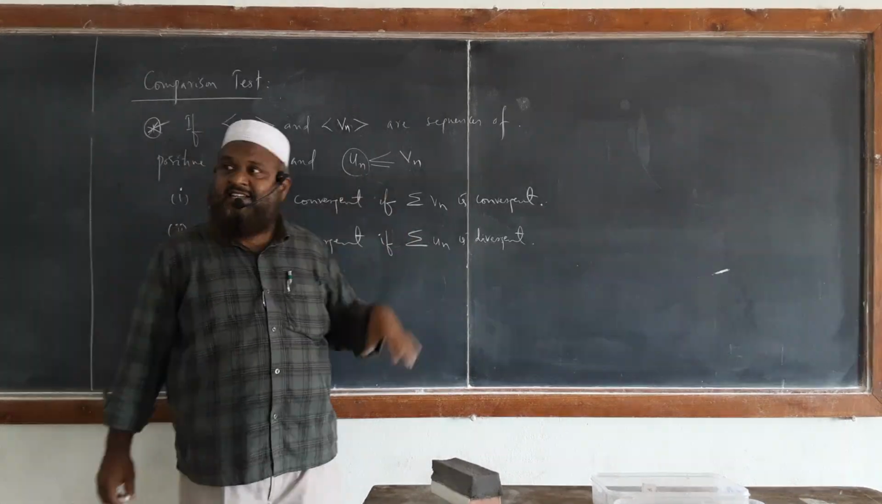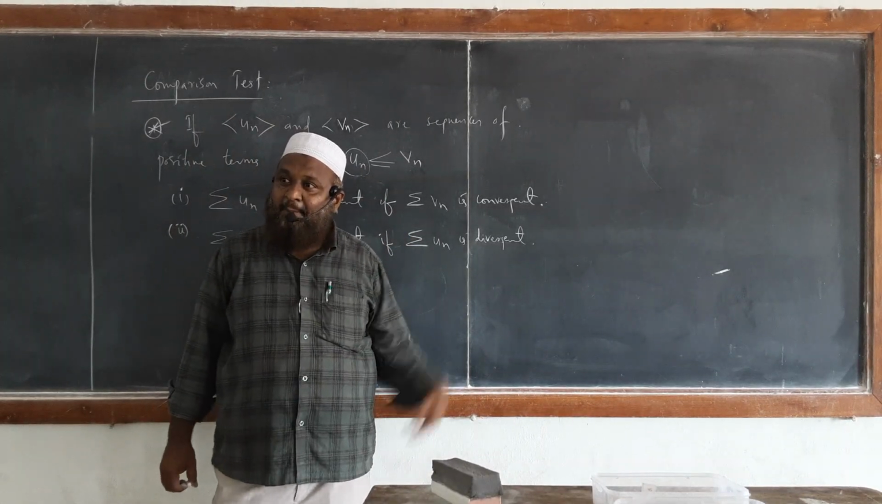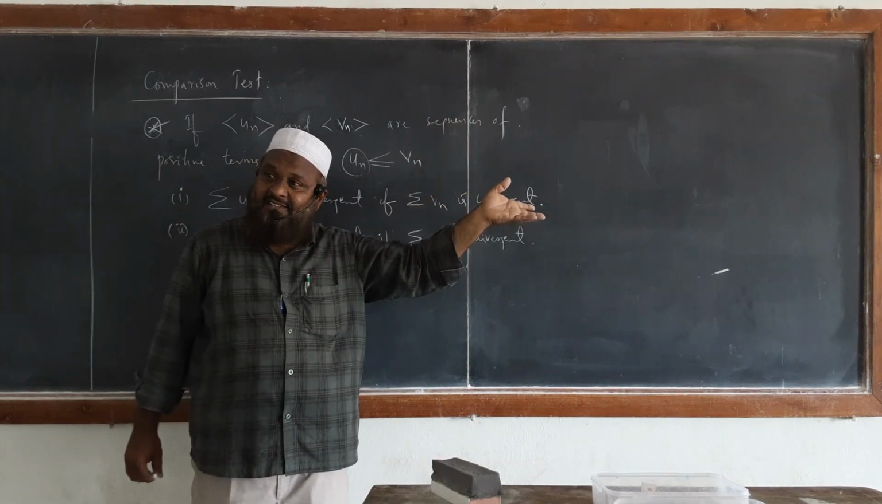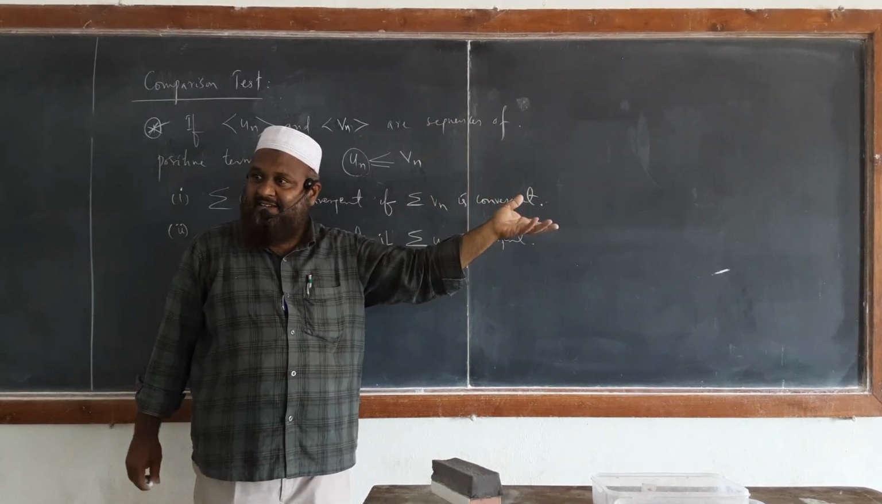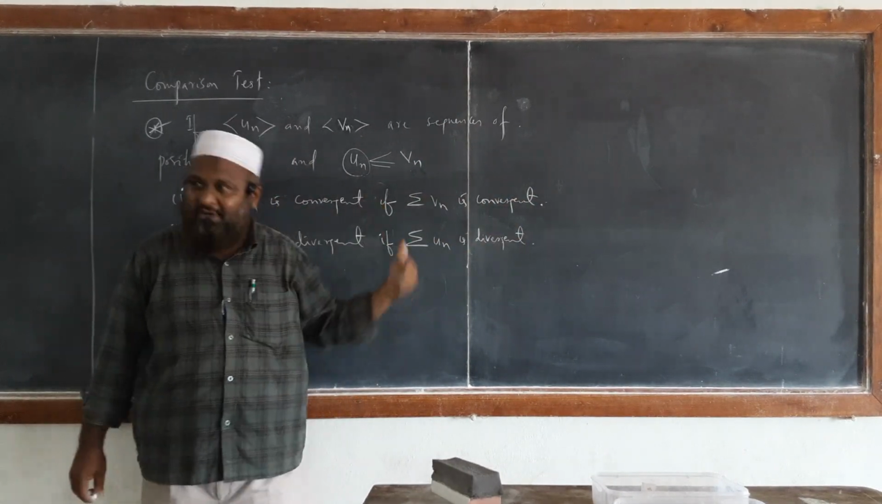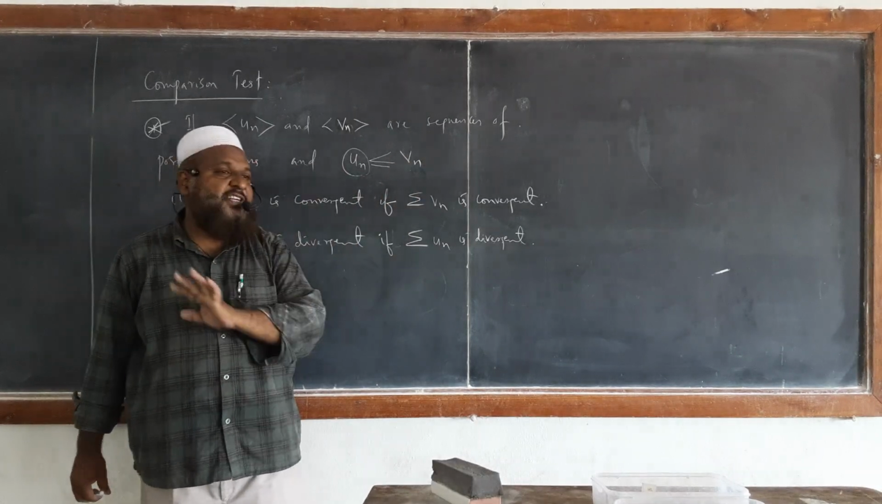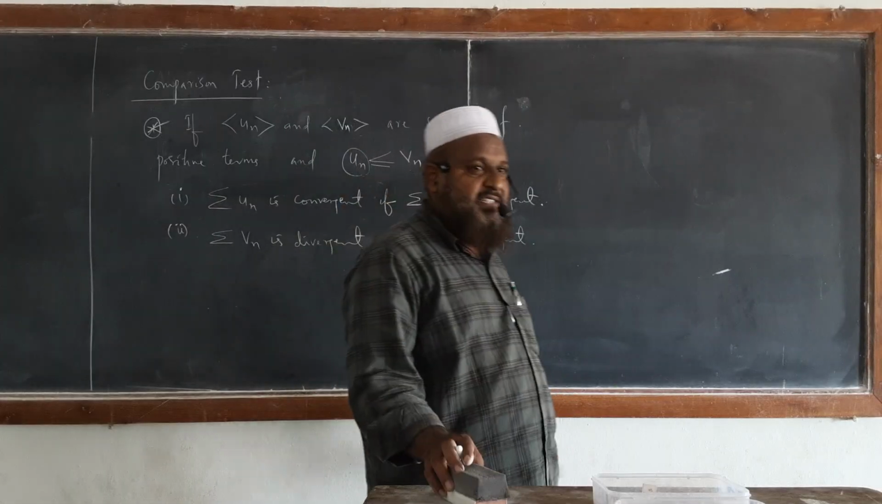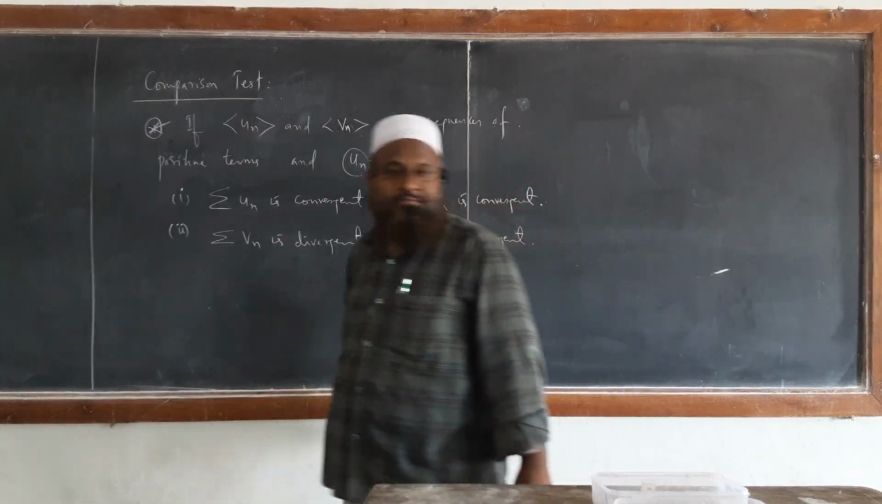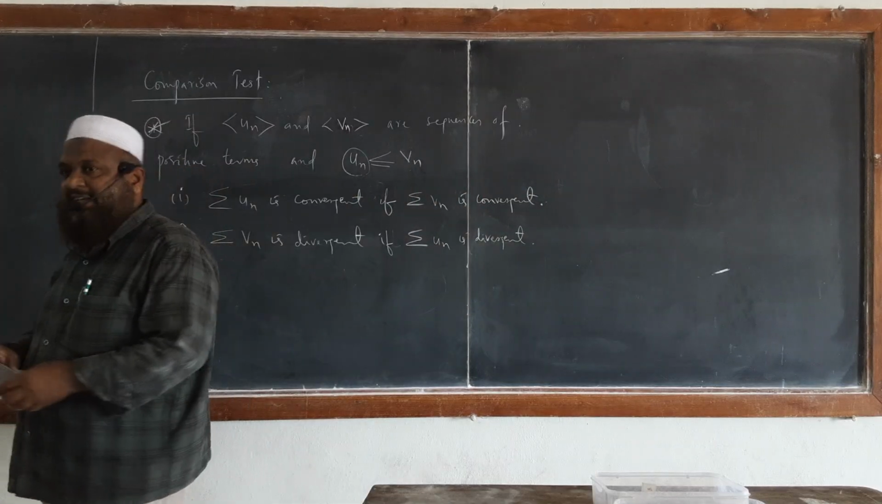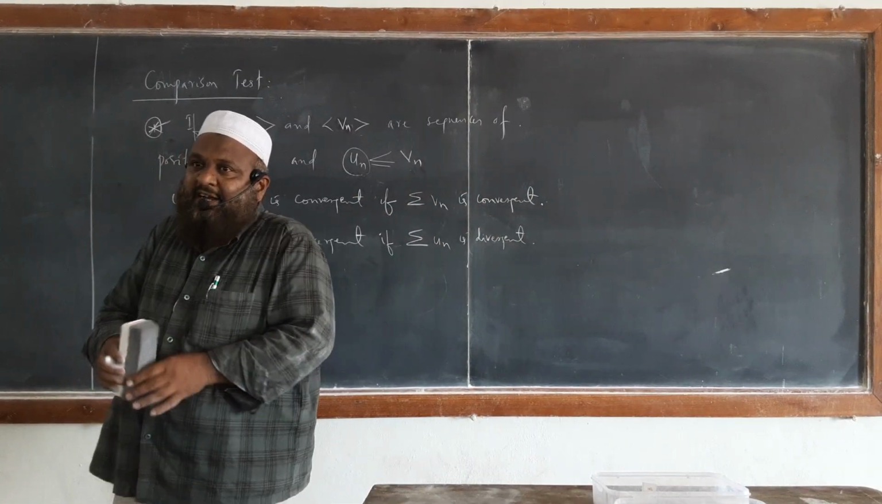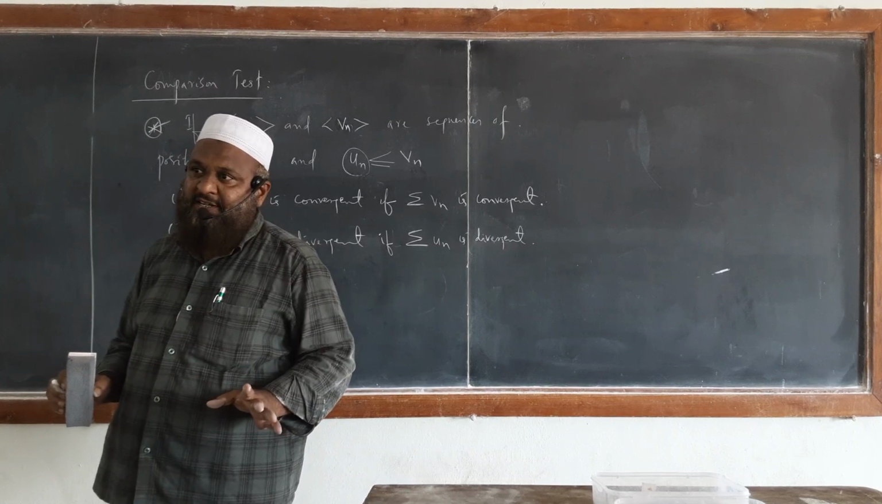If the smaller one is convergent, the bigger one may be convergent, may be divergent. But bigger convergent, smaller convergent, sure. Smaller divergent, then bigger divergent, sure. I hope I have justified my point by giving that simple example also. So are you all clear about these points?